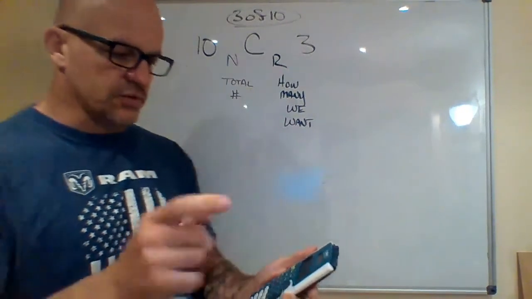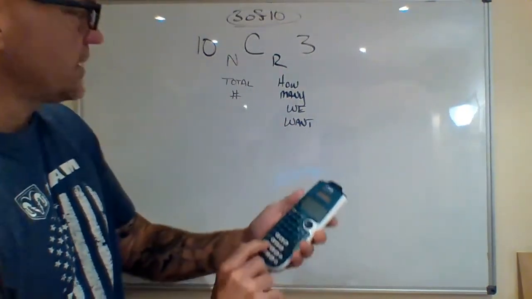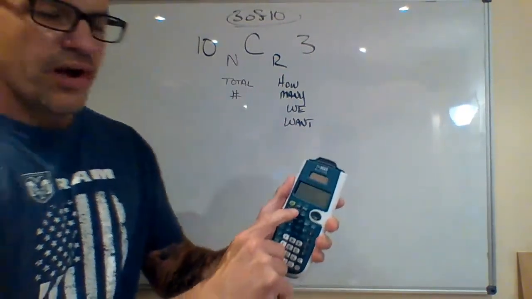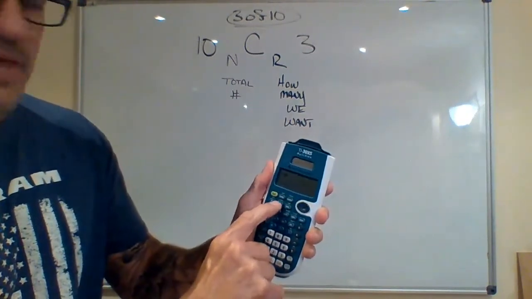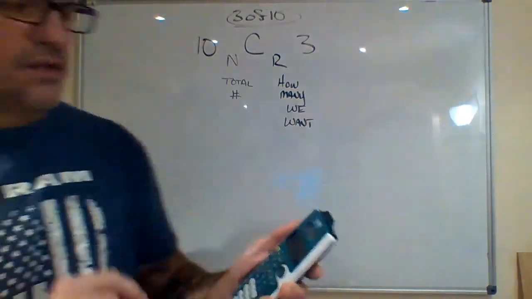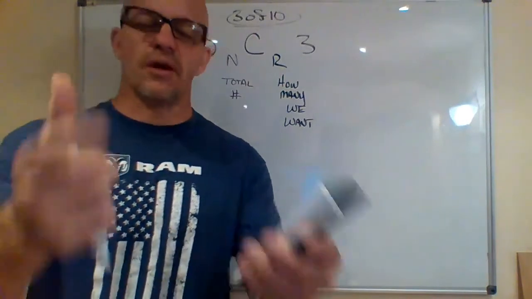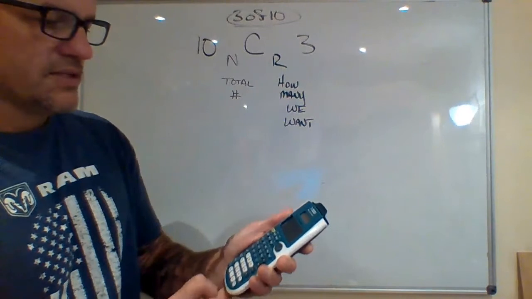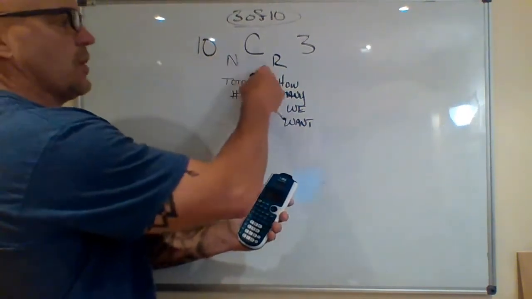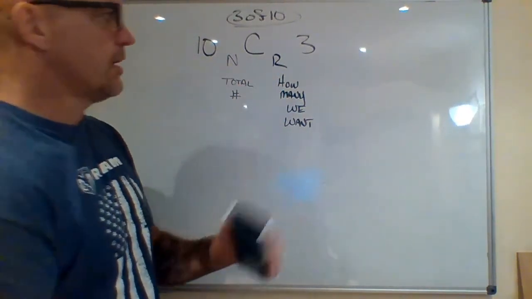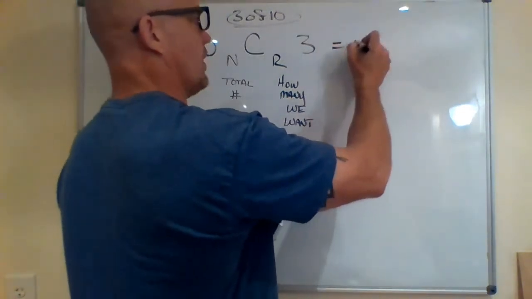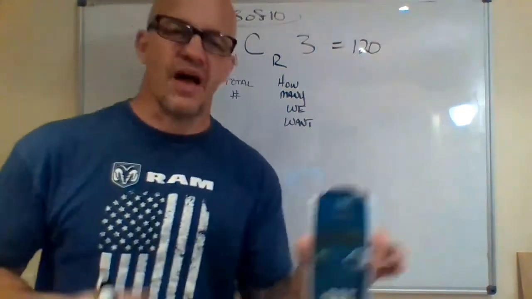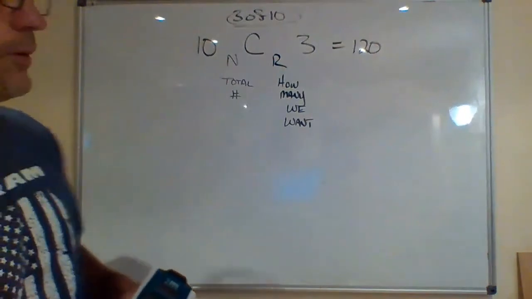So TI-30 users, this is how you're going to punch this in. Turn your calculator on. Type in 10. Then right underneath the mode button, you're going to see PRB. Press that. Underneath PRB, you'll see NPR, NCR. That's what we're going to use. Go to the NCR, which is the second choice, so arrow down, select enter. You'll see 10 NCR in your display. Type 3, press enter. You should get 120. If you did, awesome. If not, make sure you can before you move on.